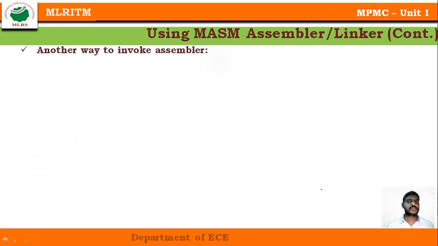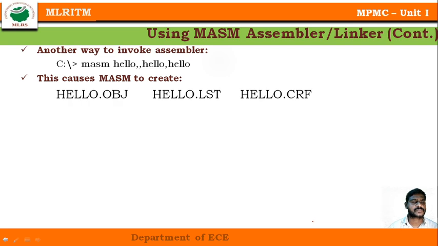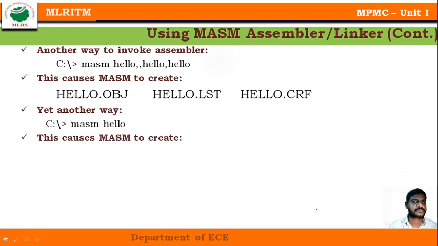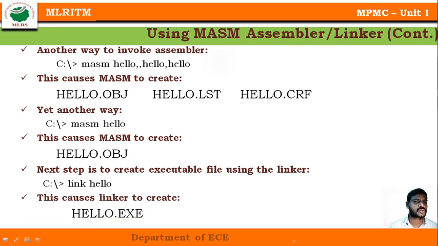Using the MASM assembler and linker, another way to invoke the assembler is start c:\masm hello, so that it will initialize that particular file. In this case MASM creates hello.obj, hello.lst and hello.crf files. You can initialize by some other method also. What is that? c:\masm hello. Then this will create an object file hello.obj. Next step, create an executable file using a linker like link hello, so that this will create your link file or executable file.